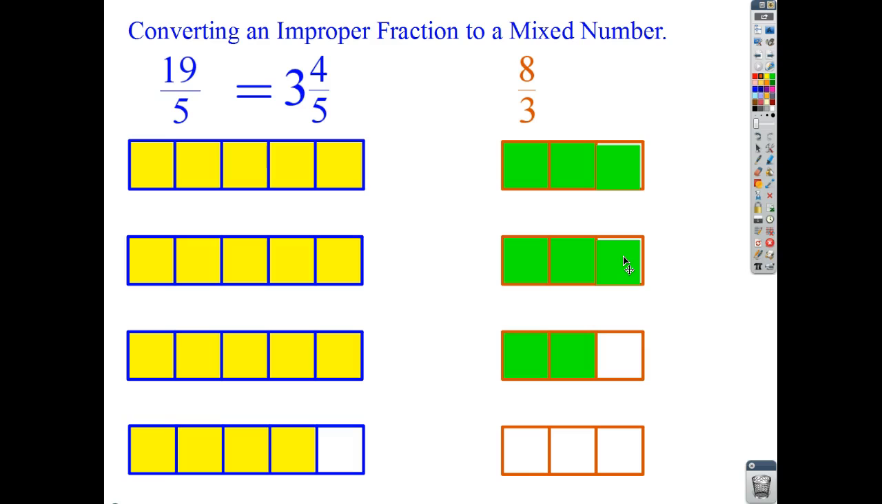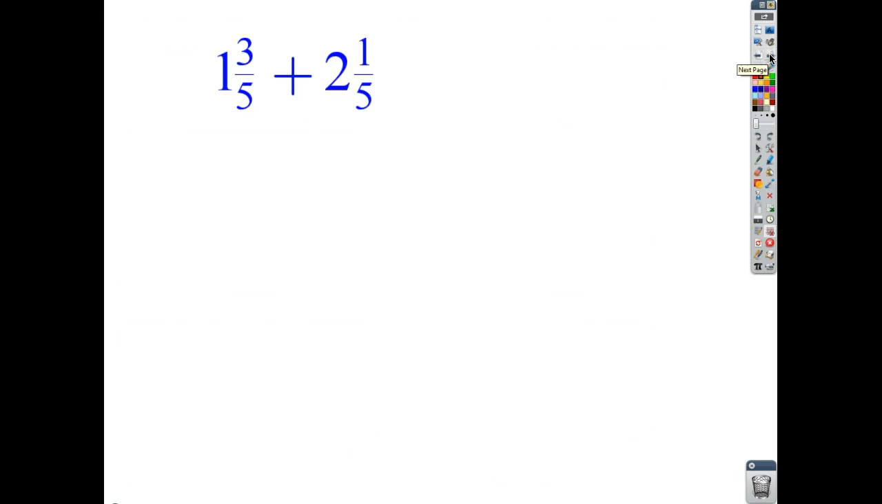So I borrow 2 from there, and I create wholes here and here. So these 3 make 1 whole, 2 wholes, and 2/3. So I'm left with 2 and 2/3. Okay? All right. Let's move on. Let's actually try doing this.